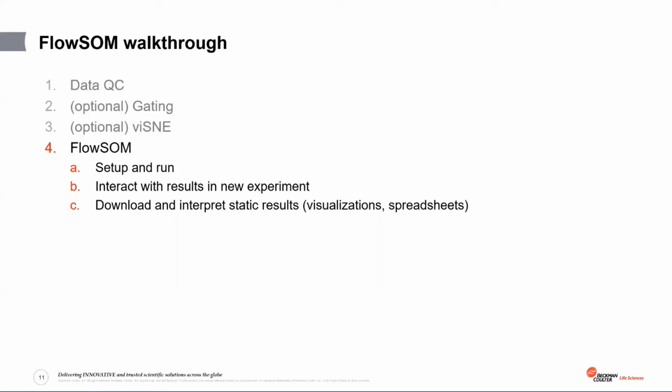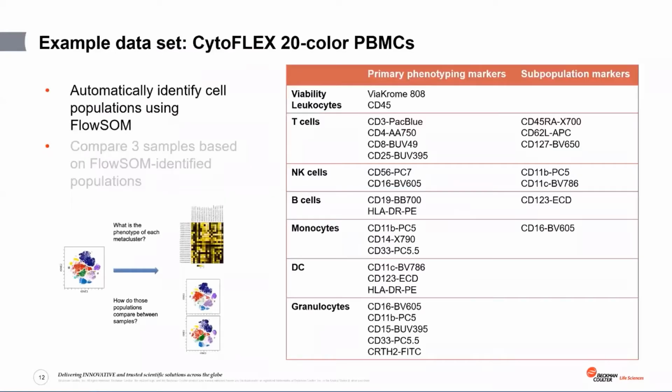We'll now walk through how to set up a FlowSOM run in Cytobank, then how to interact with and download the results, given that the data have already been QC'd, gated, and viSNE has been run. We'll use a 20-color dataset of PBMCs that were acquired on a Cytoflex LX, first identifying and phenotyping the metaclusters, then comparing across 3 different donors.